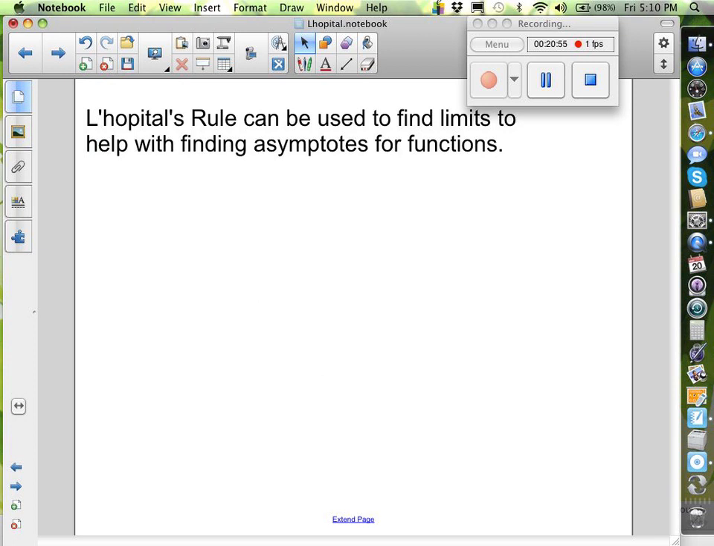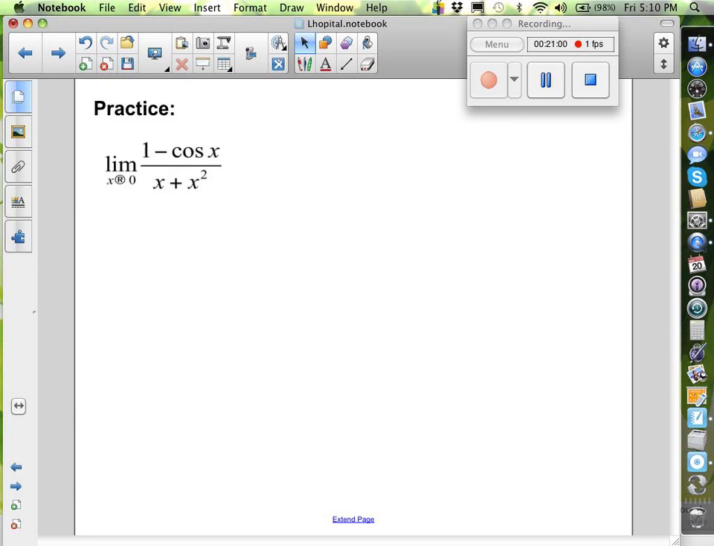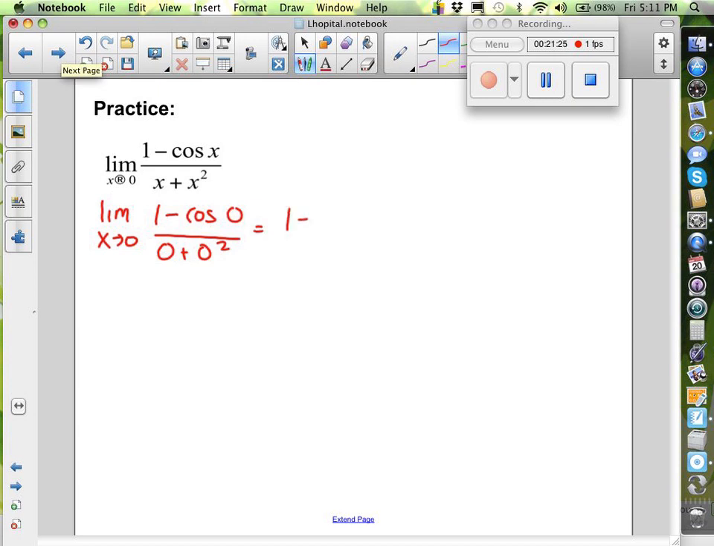Let's do a few more examples together. So I have the limit of 1 minus cosine x over x plus x squared. First thing you want to do is substitute and make sure you've got the indeterminate form. So if I substitute, I have 1 minus cosine of 0 over 0 plus 0 squared, and that would be 1 minus cosine of 0 is 1, and 0 plus 0 squared, you get the big old 0 over 0 there. Okay? That's the indeterminate form. So that means we can use L'Hopital's rule.